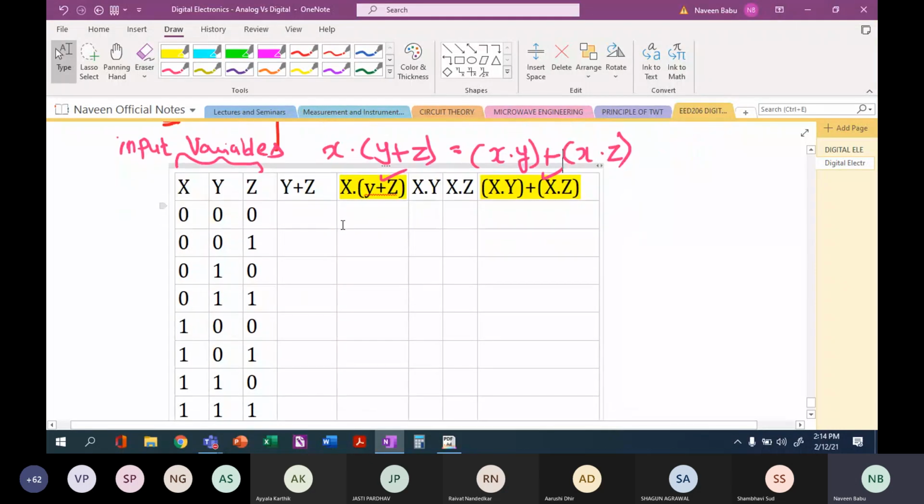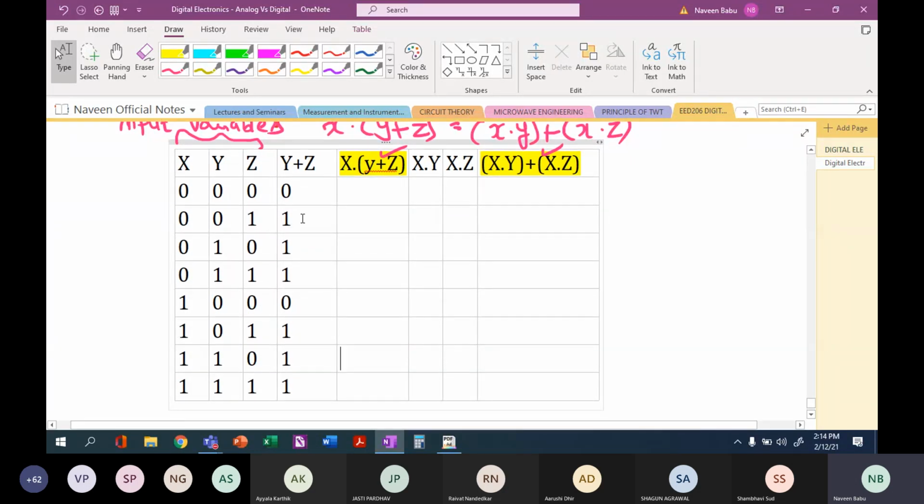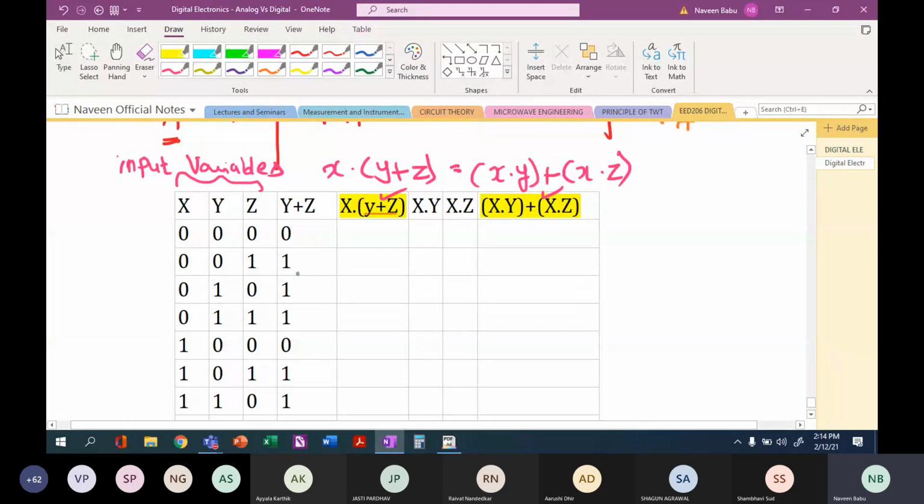Now, how do you complete this? What is y plus z? Please note it is not an arithmetic y plus z, it is a Boolean y plus z, which means y or z. So what is 0 or 0? It is 0. 0 or 1 is 1. 1 or 0 is 1. 1 or 1 is 1. 0 or 0 is 0. 0 or 1 is 1. 1 and 1. Right. Now what should we do? We should find x dot y or z, which means the AND operation of this column and this column. Okay. What is 0 and 0? This is nothing but 0. 0 and 1 is 1. 0 and 1 is 1. 0 and 1 is 1. Oh, I'm sorry. I got it wrong.